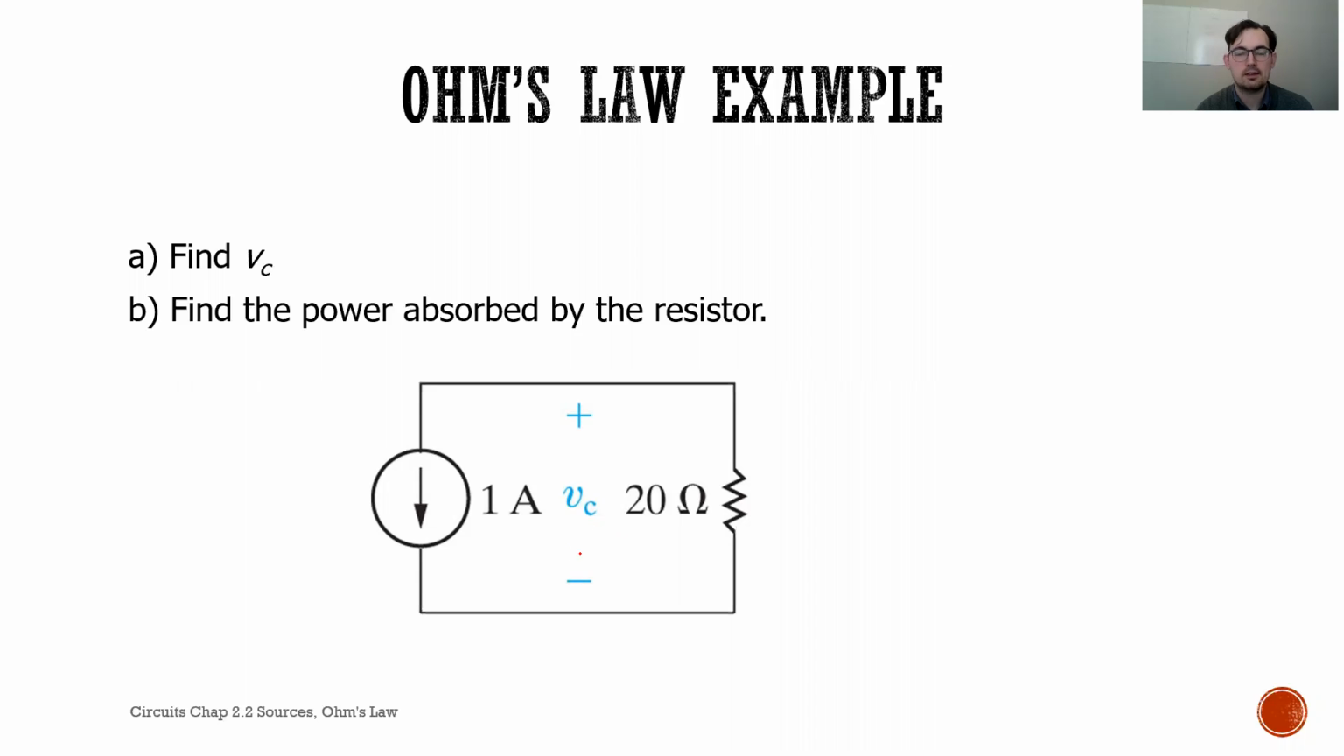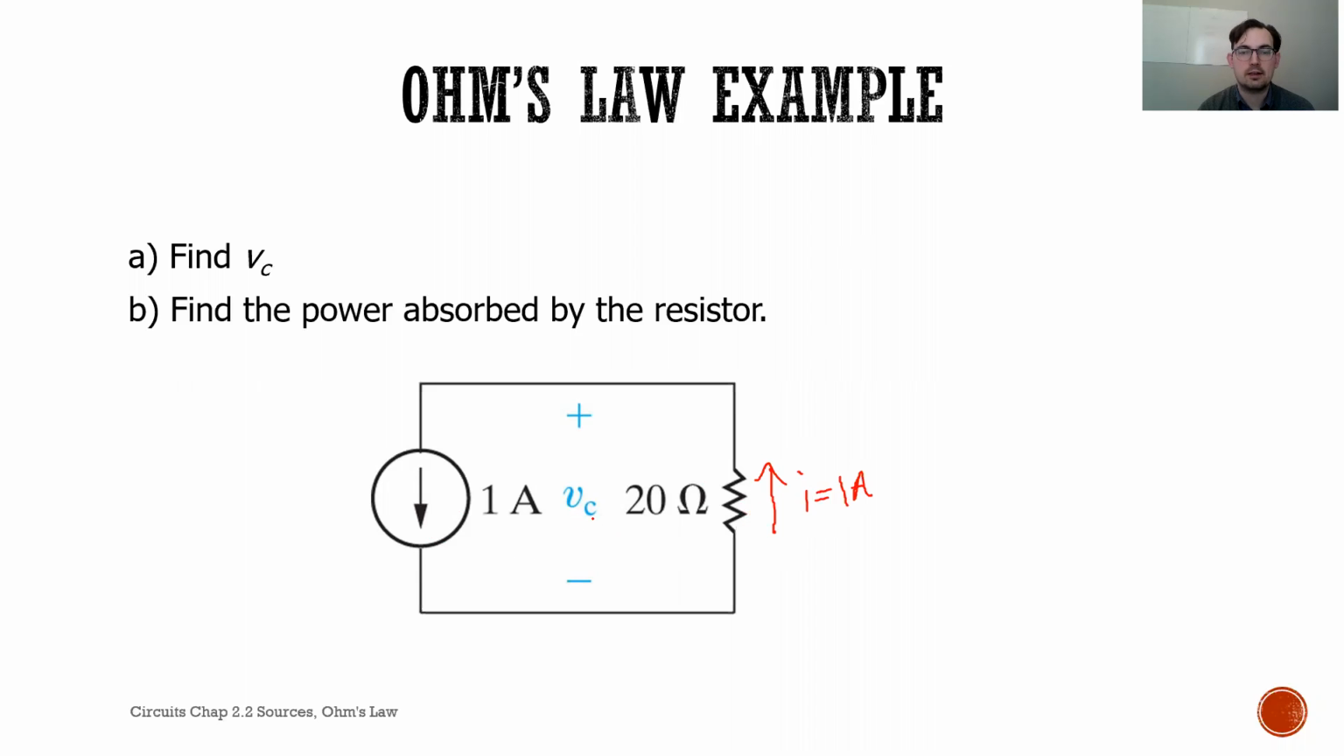Now, looking at this, I know that current's going to go this way. So if I draw the current across this resistor, I know that the current going across this resistor is going to be 1 amp as well, right? If we have 1 amp coming out of this, it's got to flow in a circle. We've got to have that 1 amp going through this component as well. We can't store charge in a resistor. So we're seeing 1 amp here.